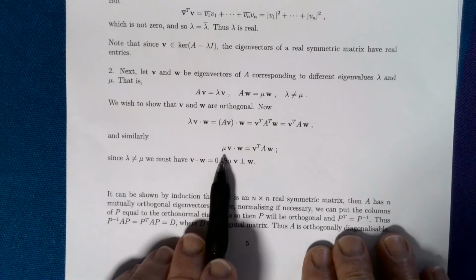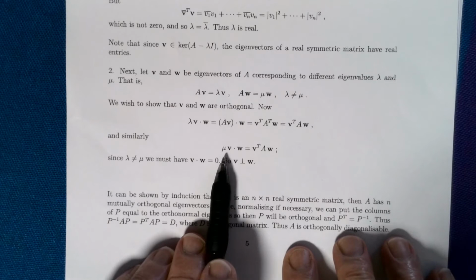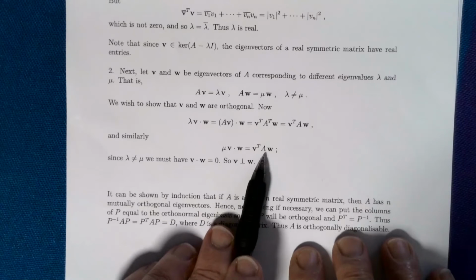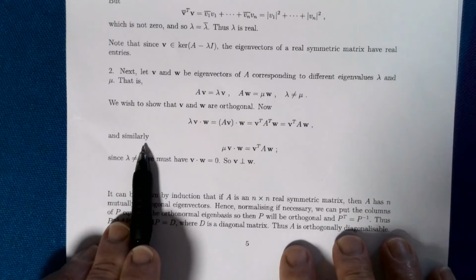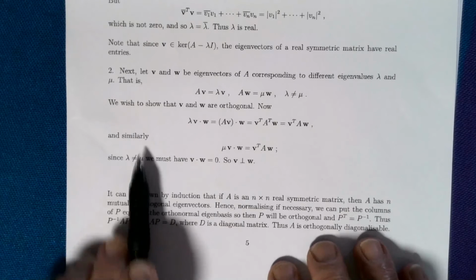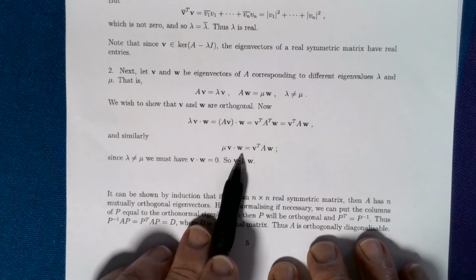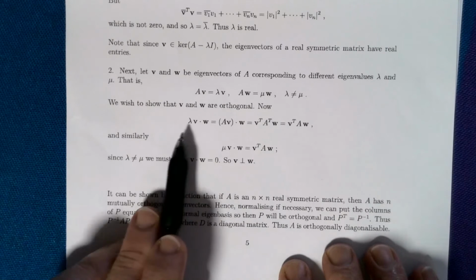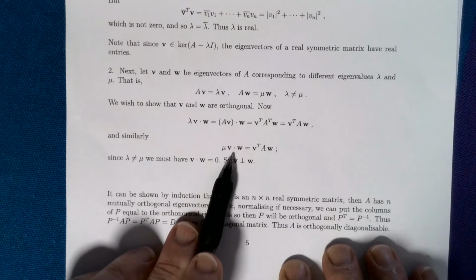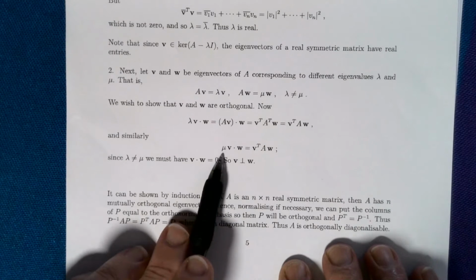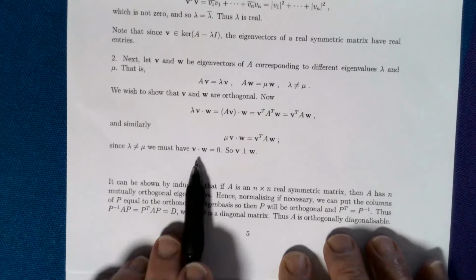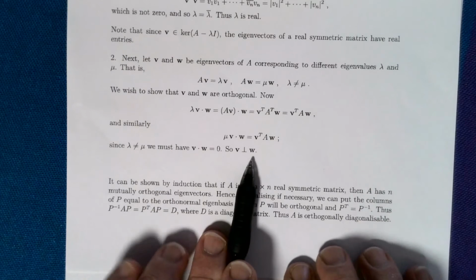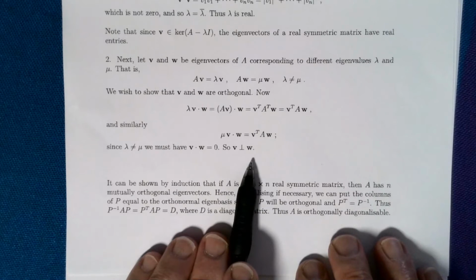So that means, tracing that back, that says that mu V dot W is equal to V transpose, well, sorry, by exactly similar calculation, just replacing the lambda with mu, we get mu times V dot W is V transpose AW, exactly the same calculation. And if we compare these two, then we see that lambda and mu are different, so V dot W has to be 0. That is, V is perpendicular to W. So that shows us that the eigenvectors from different eigenvalues are orthogonal.